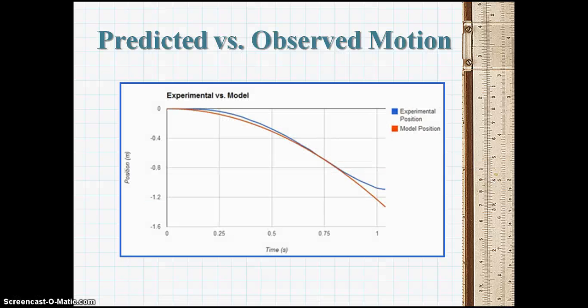In the model, you can see that the position versus time graph of the experiment and the model match very closely. Initially, the model slightly overpredicted the fall of the yo-yo. This could be due to small amounts of air resistance, but because the two curves eventually meet, it's more likely that this was simply a tracking error on my part. Toward the end of the time interval, the two curves diverge.